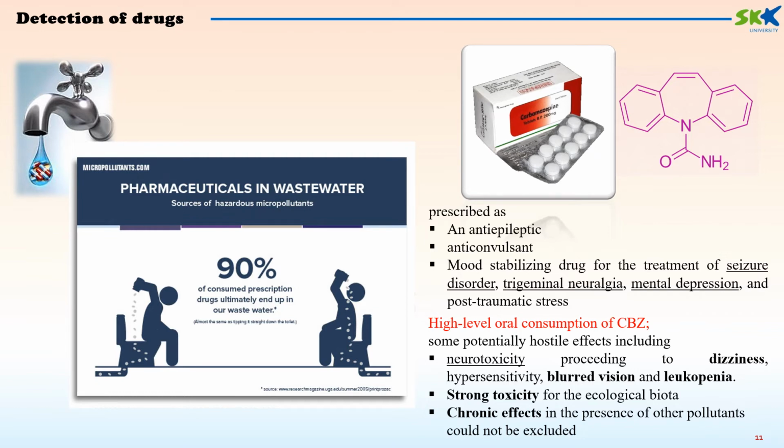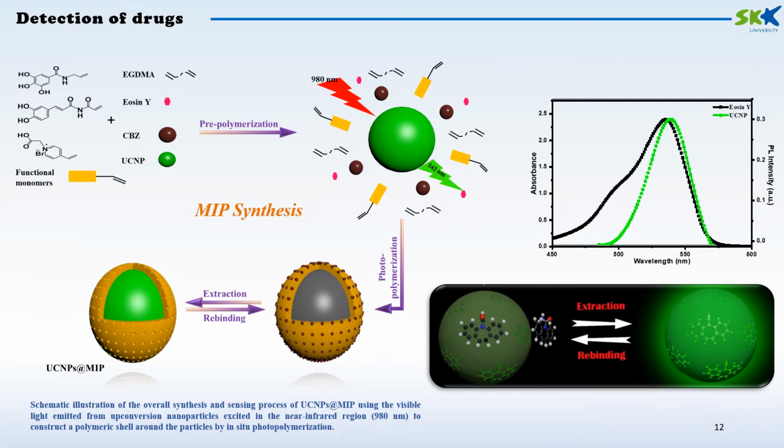The high oral consumption of these drugs leads to severe effects including neurotoxicity, dizziness, blurred vision, or leukopenia. It has strong toxicity for the ecological biota, and chronic effects in the presence of other pollutants couldn't be excluded in fact. So now we are going to detect carbamazepine using molecular imprinting techniques. Now we are going to describe the proposed mechanism to detect carbamazepine.